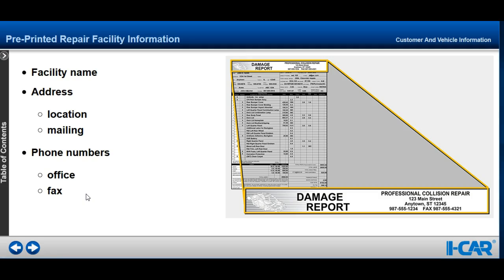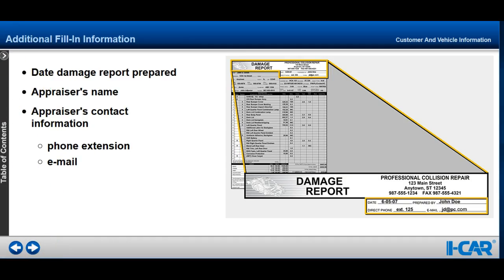A damage report header should include pre-printed information about the repair facility. So we want to make sure that the customer, once they get the copy, knows how to get a hold of us, right? Also, things that need to be on there are dates. Dates are very important. We need to know the date that this appraisal was done. That way, if something happens later, we've got some proof that it was done on this date. The name of the appraiser, contact information, phone extension, and email need to be on there also.